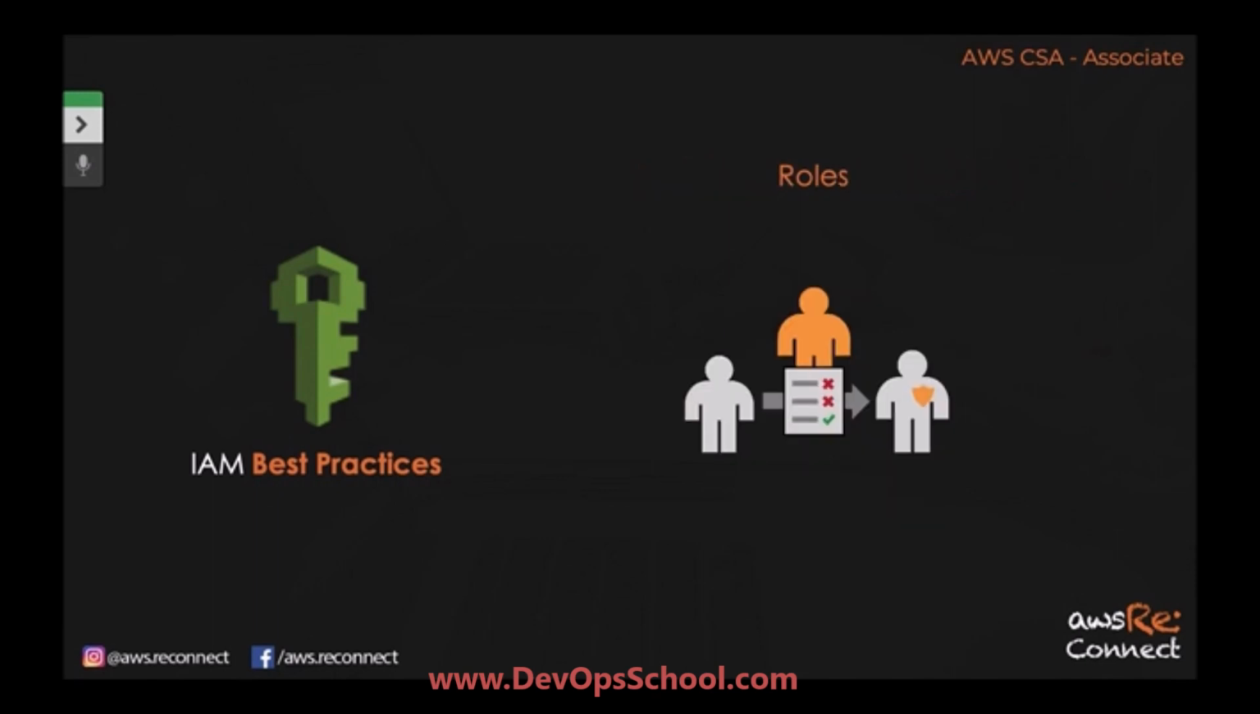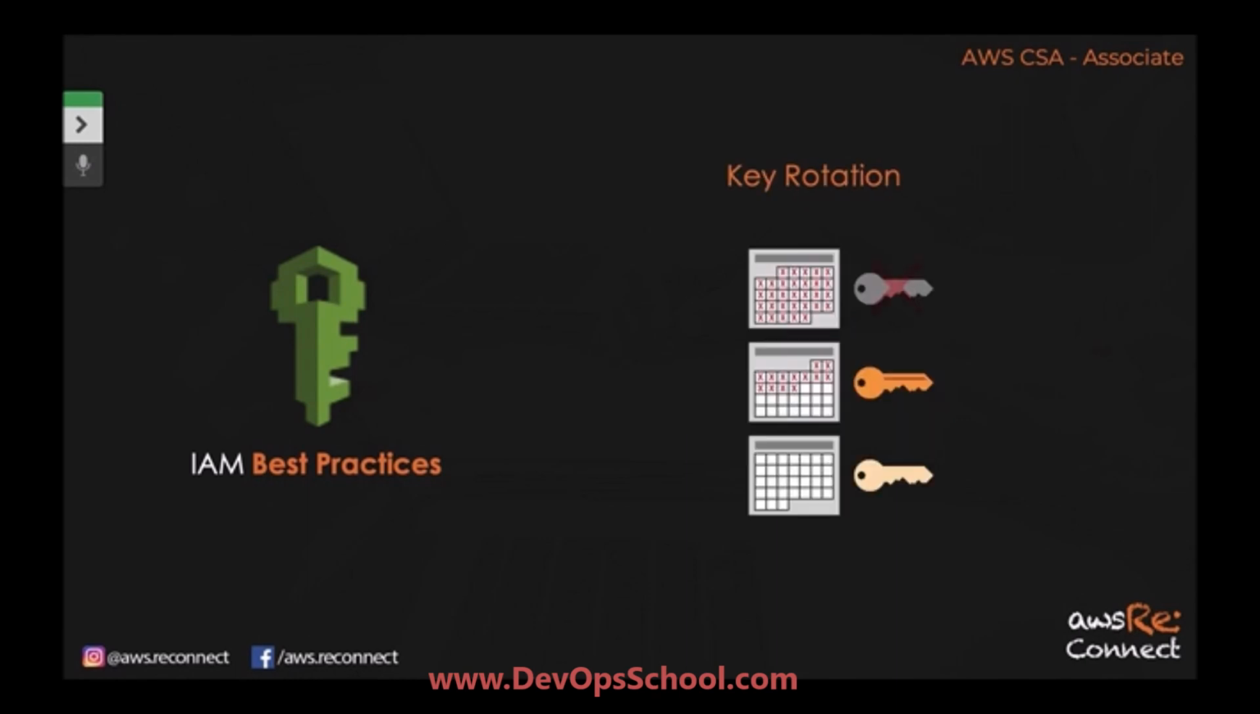Then roles. You should not share your access key and secret key in your code to access data between AWS services. You should always use roles. Roles will authorize your AWS services to communicate with other AWS services, like we have just created a role that EC2 should have full access to S3. Now we will see how that works. So providing the association between these AWS services should be done via roles.